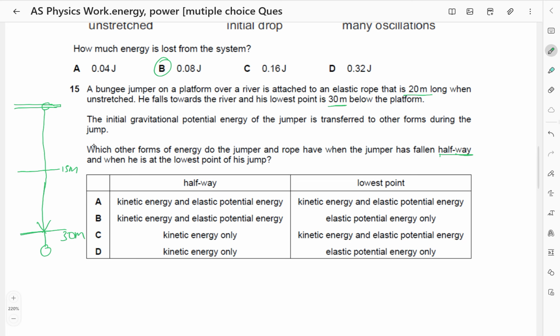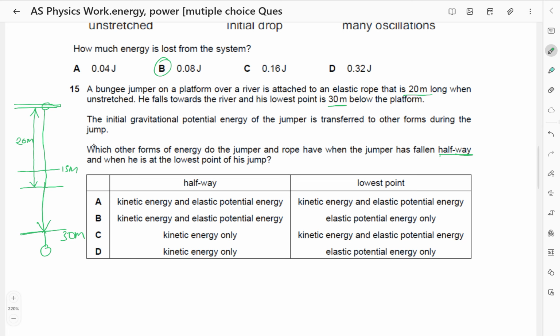But remember the rope, the unstretched length of the rope is 20 meters. So 10 meters could be around here, 20 meters could be just above. So this is 20 meters. For the unstretched length, it is 20 meters before it is stretched.